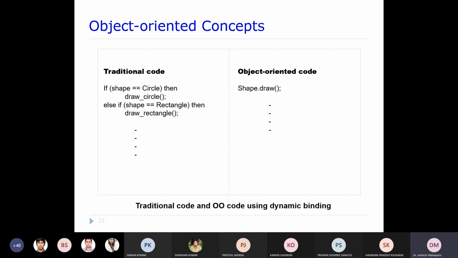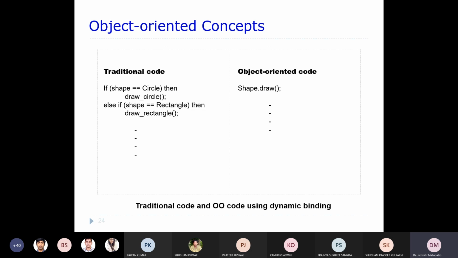Now, what are the main advantages? You can see, right? In traditional code you can have this sort of thing: if your shape matches the circle, then you draw the circle. If the shape matches the rectangle, then you draw the rectangle, right?